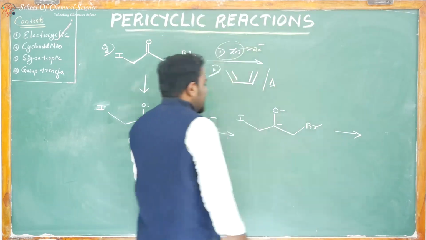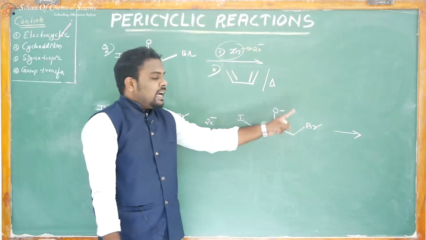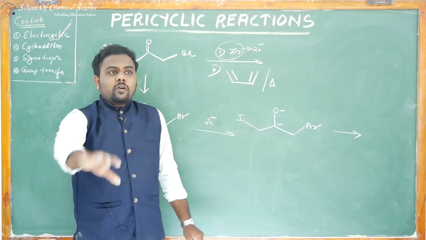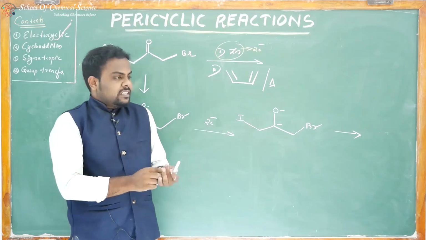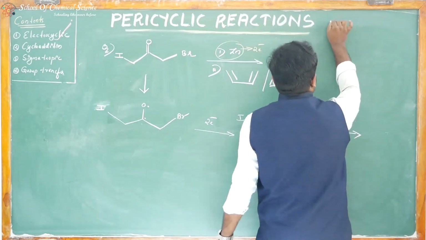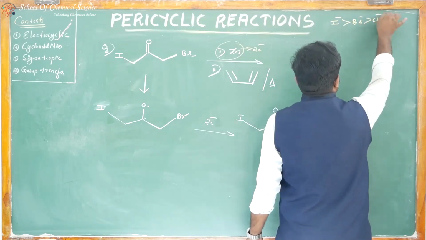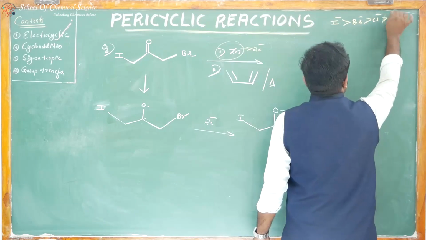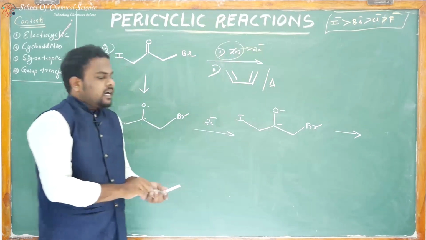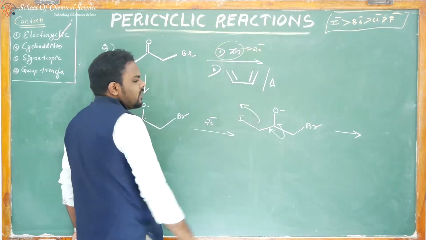Then in the next step, elimination of a halogen. My question, here 2 halogens are there, iodine and bromine. Which halogen will be eliminated? You know about the leaving group tendency of halogen. Which halogen is the better leaving group? Comparing the halide ions, leaving group tendency of I minus is greater than Br minus, greater than Cl minus, greater than F minus. This is the order of leaving group tendency of halide ions. So I minus is a better leaving group. So this negative charge will make a pi bond here. This I minus will be eliminated.